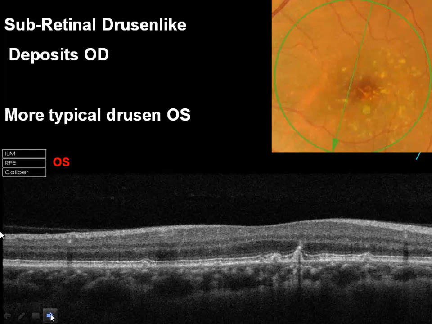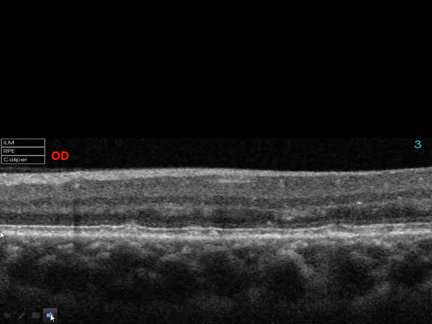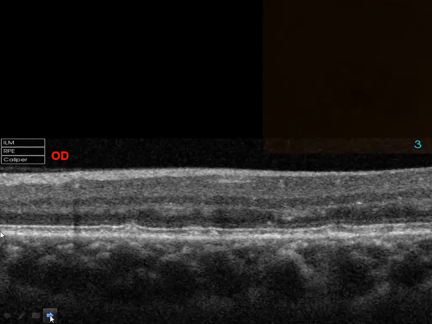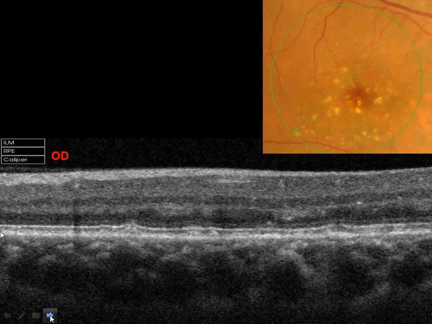In this eye, we're getting fairly typical drusen in the left, but in the right eye that we're going to show now, we're getting some things that are a little bit different. Rather than being under the retinal pigment epithelium, they seem to be above the retinal pigment epithelium. These spots over here are drusen-like, or subretinal drusen-like deposits. So they're under the PIL. See them over here? That's fairly unusual, but it does occur.